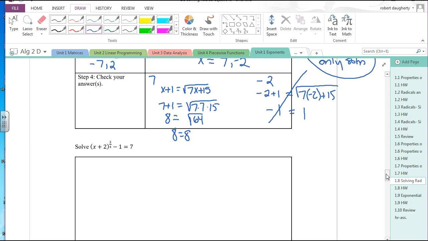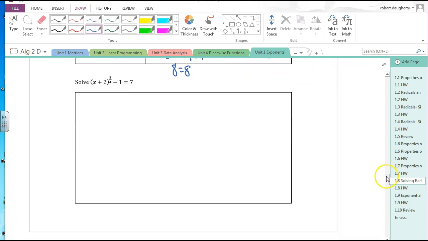So in the next one, what is it that I need by itself before I can do anything to both sides? What needs to be by itself? Before I raise to powers, what needs to be by itself? x plus 2 to the 3/4. Because if I were to try to raise it to a power now, I get something real complicated, okay? I want that to be by itself. So what can I do to get it by itself? Add 1 to both sides. So x plus 2 to the 3/4 equals what?